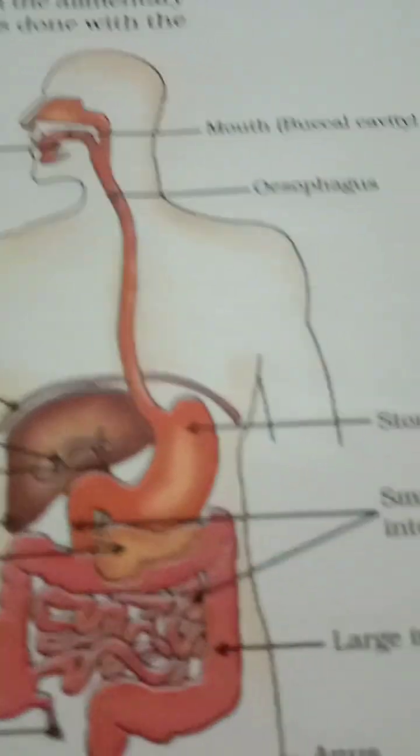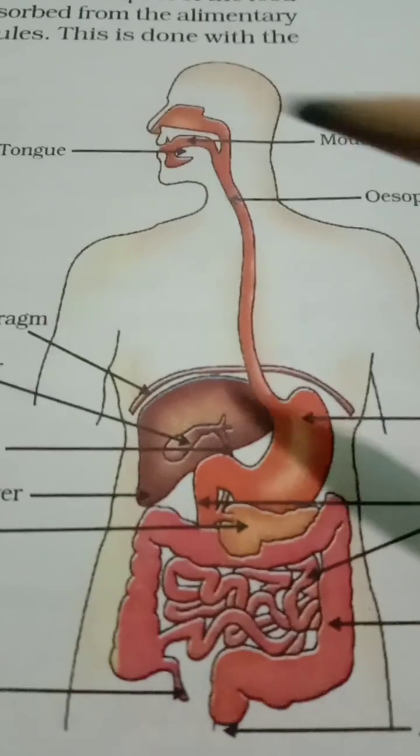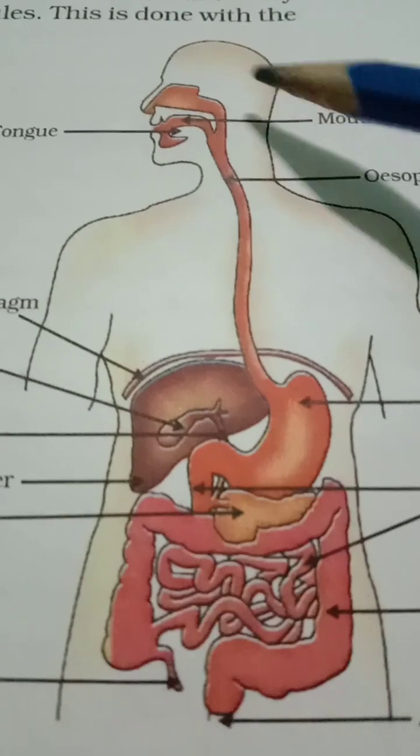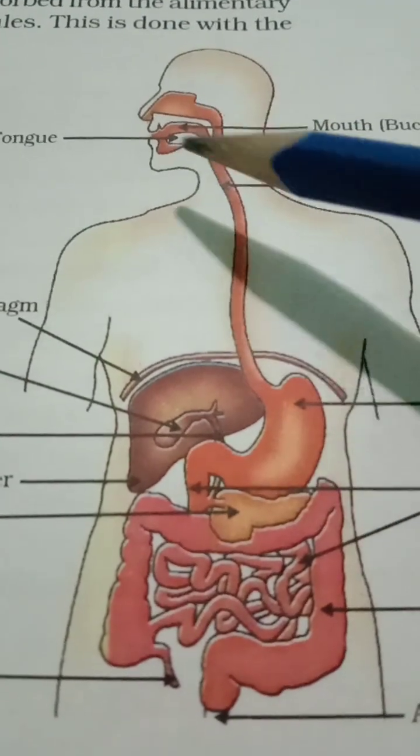We were in life process. We started the nutrition, so I explained to you the structure. Now I am going to explain how the nutrition happens, how the digestion happens.